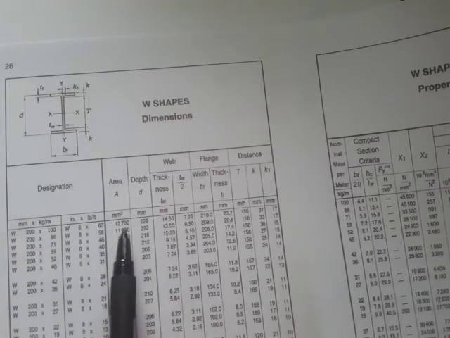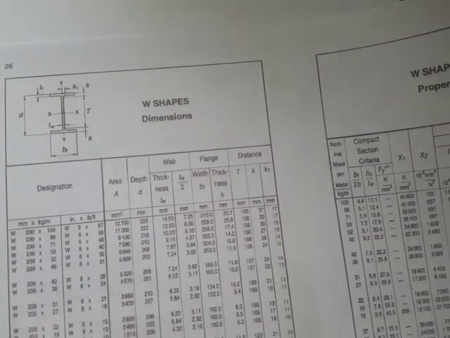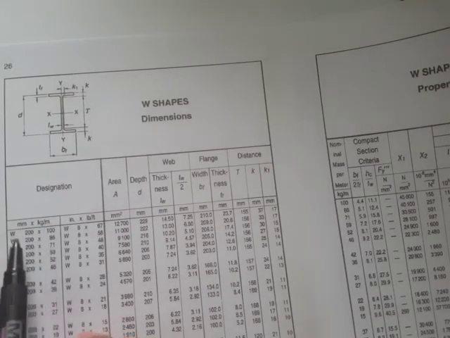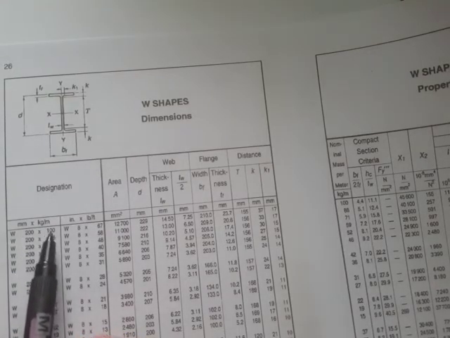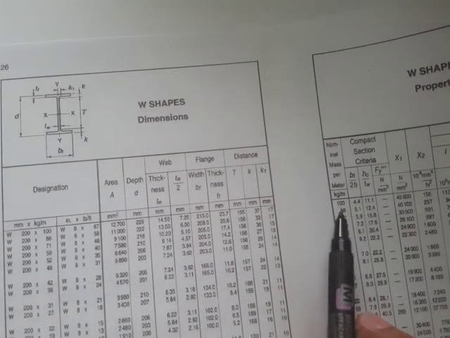But if you find it here, you have 229. So this is the actual depth, and this one is the nominal depth. Again, if you recall, when you say nominal depth, it's just the way you call that material. Okay, so 200 by 100. This 100 is the nominal mass per meter.